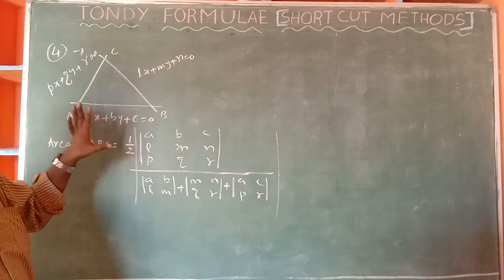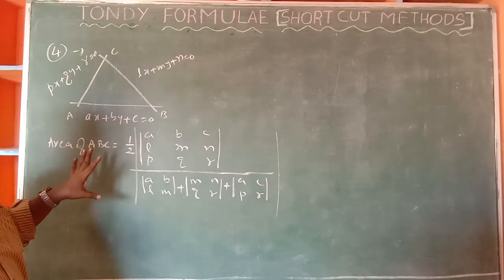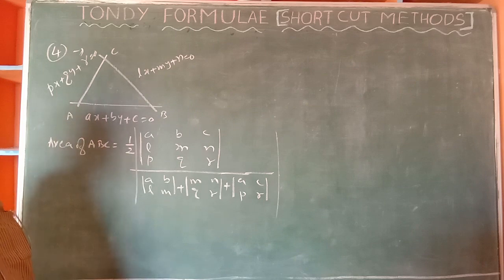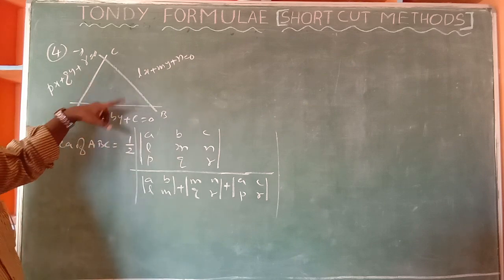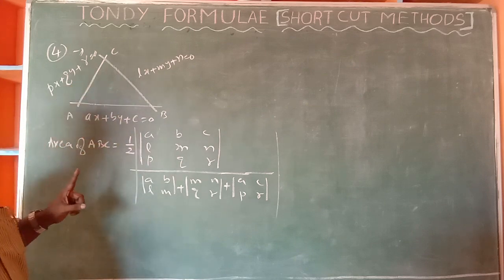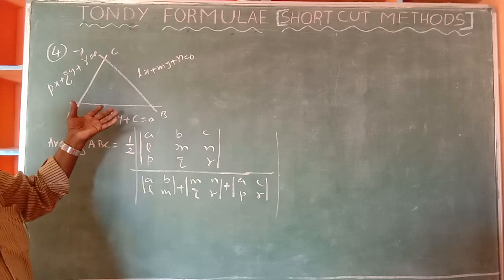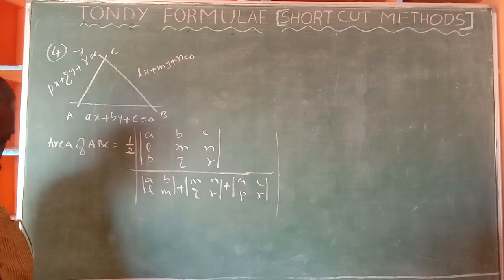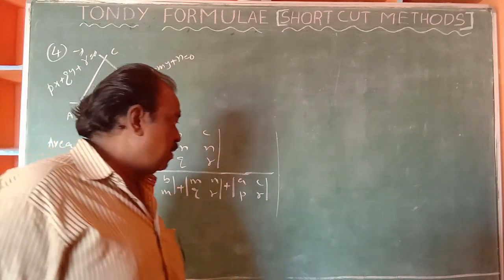Now this is the area of the triangle formed by the lines which are represented in the sides. By taking any one example, we can solve it. You do it yourself with your own effort.